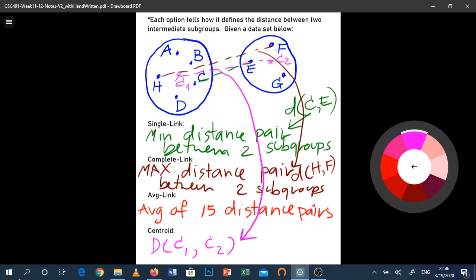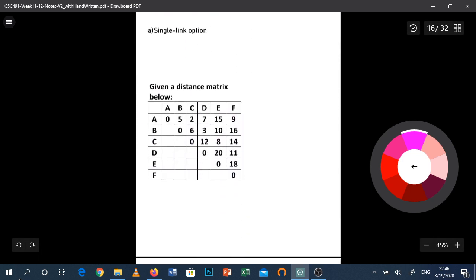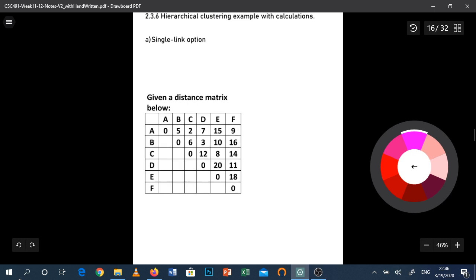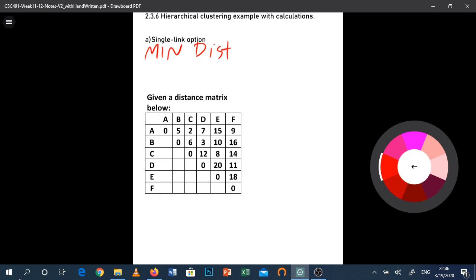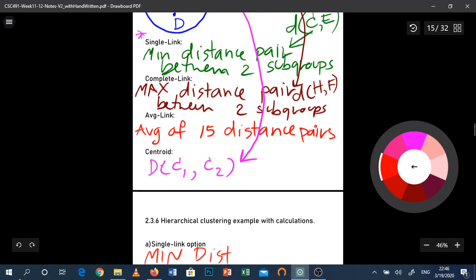Alright, so these are just 4 different definitions. So we'll come back to the first example with the single link. Again, just a reminder, the single link uses the minimum distance as representative.